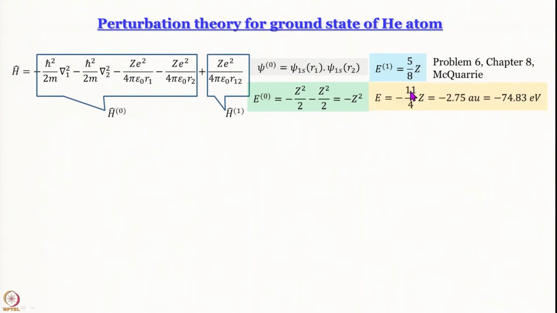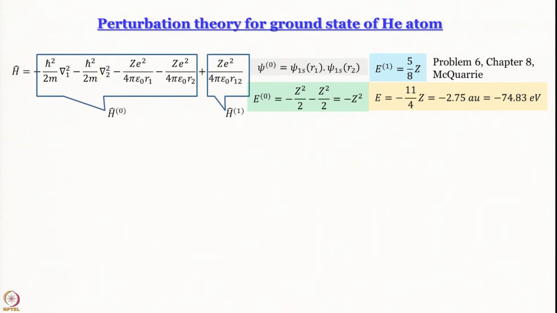What is total energy then? Total energy is minus Z square plus 5/8 Z. That turns out to be minus 11 by 4 Z. There is a minus sign here that I missed, I am sorry. So, or I have to write E0 minus E first. So, that turns out to be minus 2.75 atomic units, which is 74.83 electron volt.